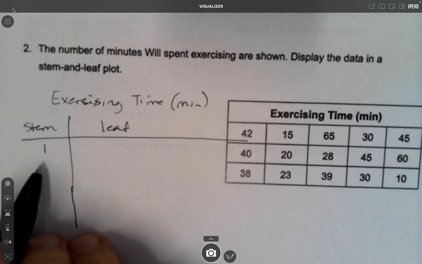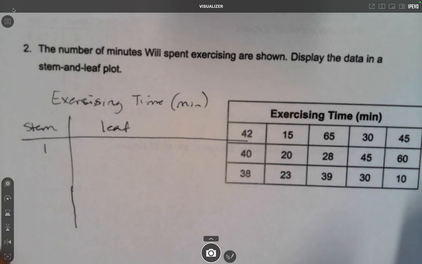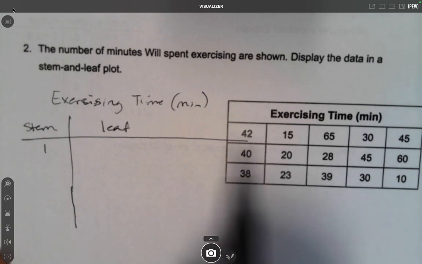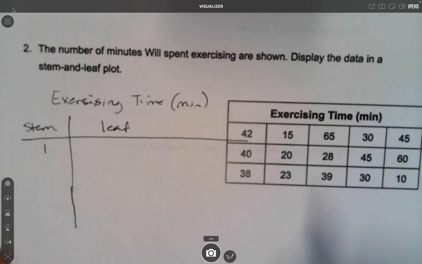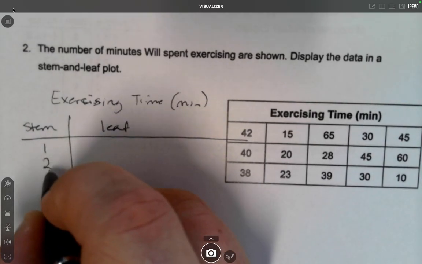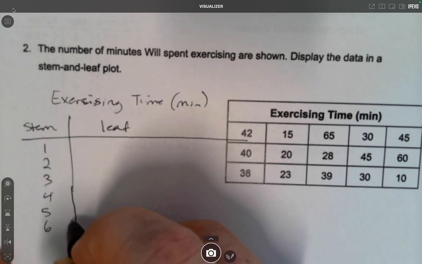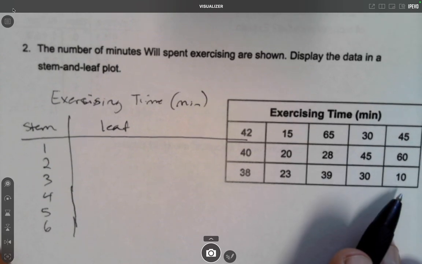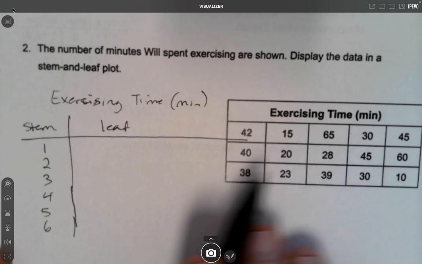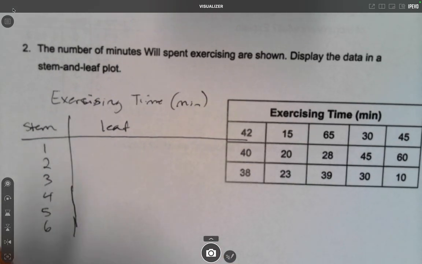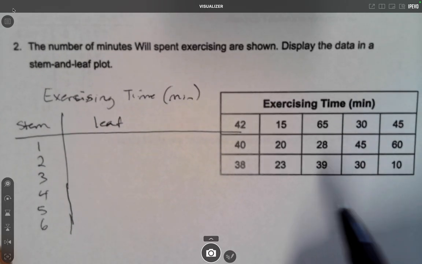So you are allowed to start your stem at a number above 0 because you can just start where the smallest value is. So if the smallest value was 20, we could just start with a stem of 2. So I get 1, 2, 3, 4, 5, 6. Since the lowest was 10 and the highest was in the 60s, I put stems from 1 through 6. So let's look for 1.